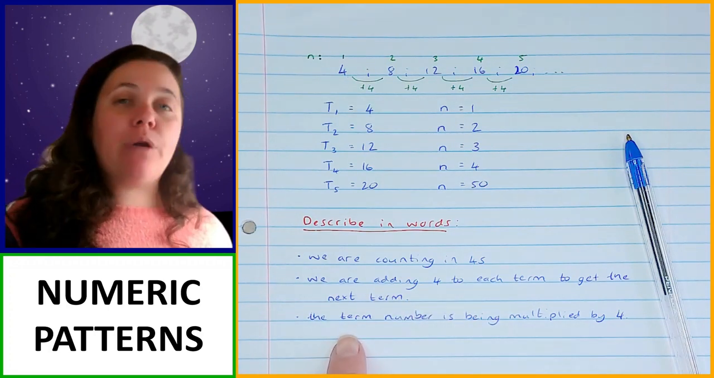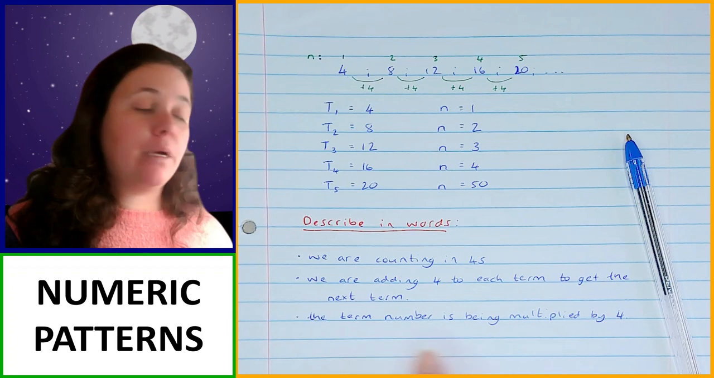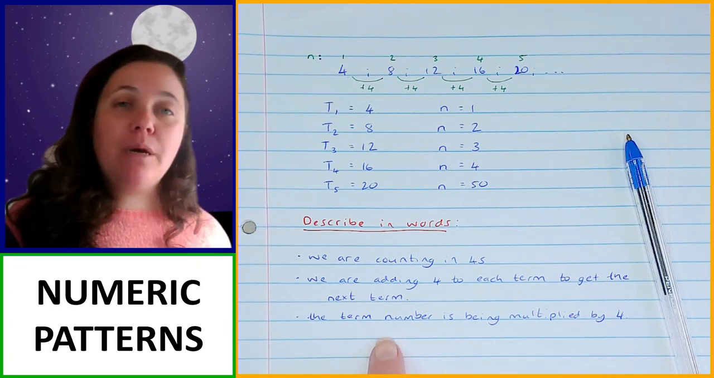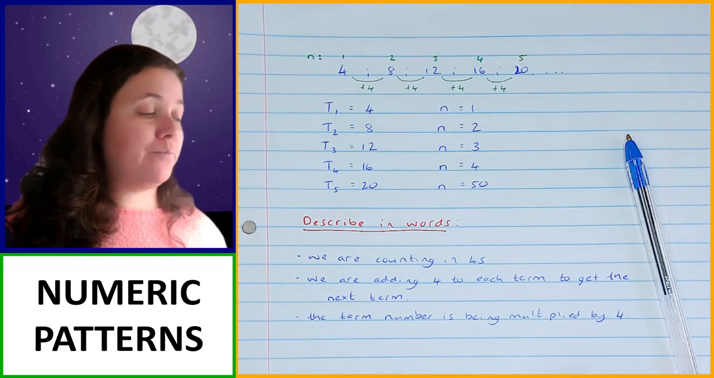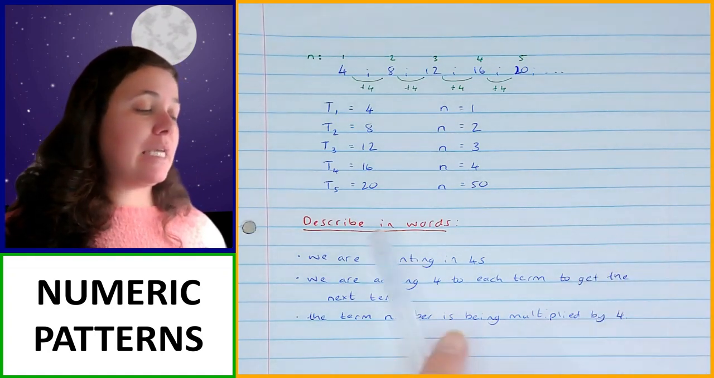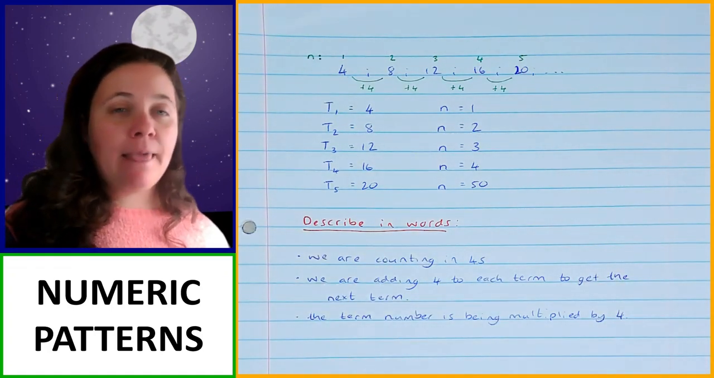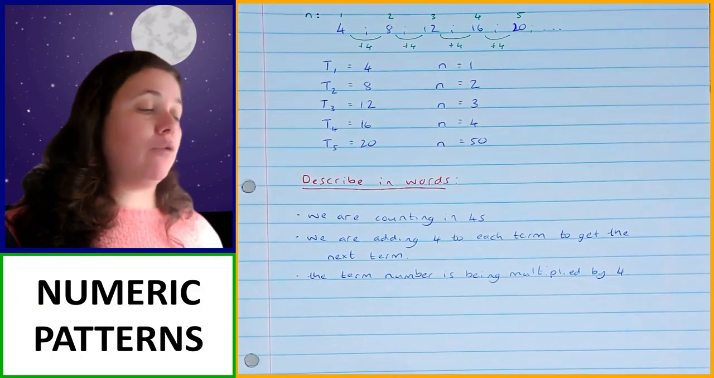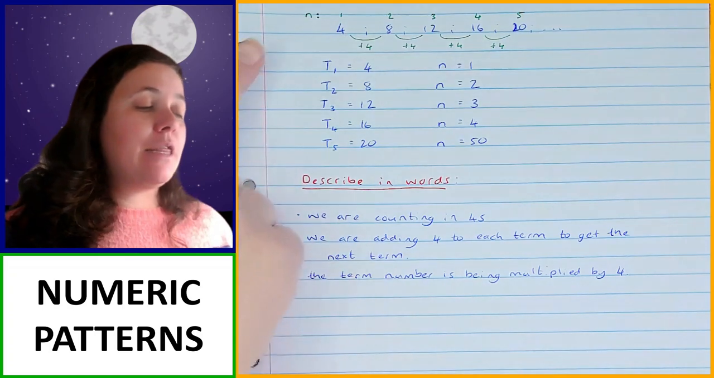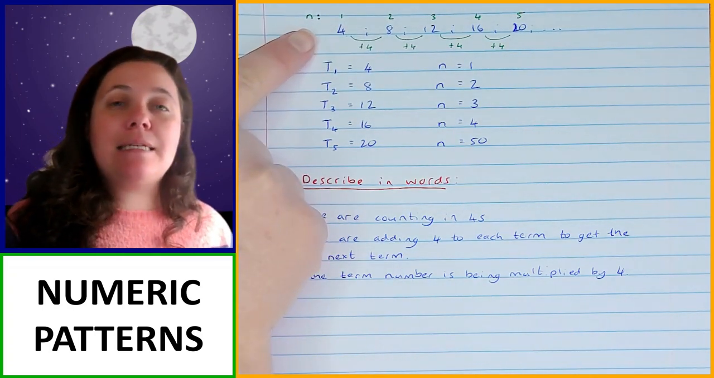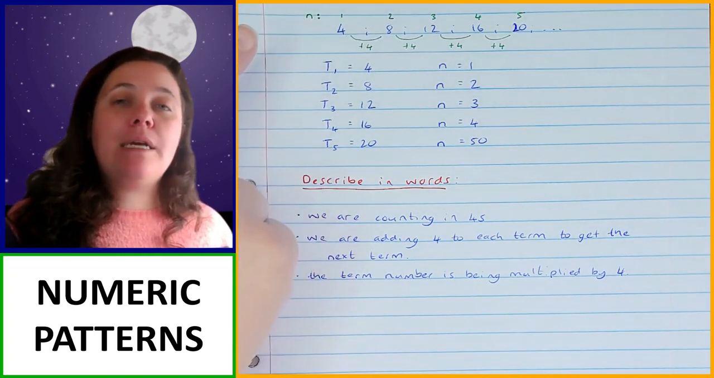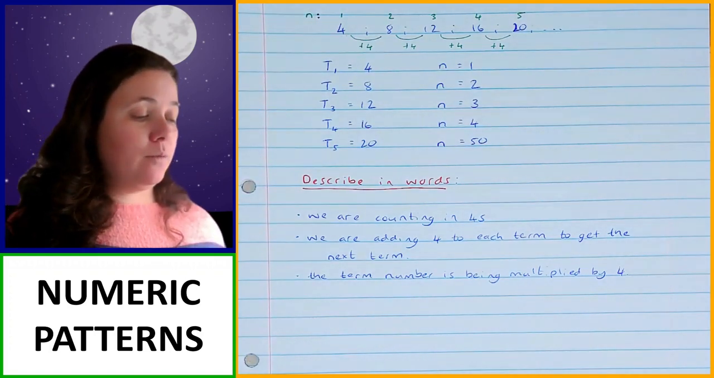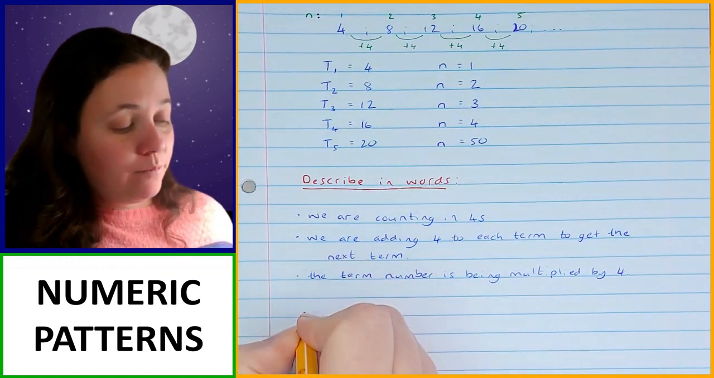Or we can talk about the relationship between the term number and the term. So in this case, we are multiplying the term number by 4 to get the term. Okay, so that is how we would describe it in words. Next, we're going to talk about how we can actually get a rule. Remember I said right in the beginning that a numeric pattern is a series of numbers that follow a certain rule. So now let's have a look at what I mean when I'm talking about a rule.